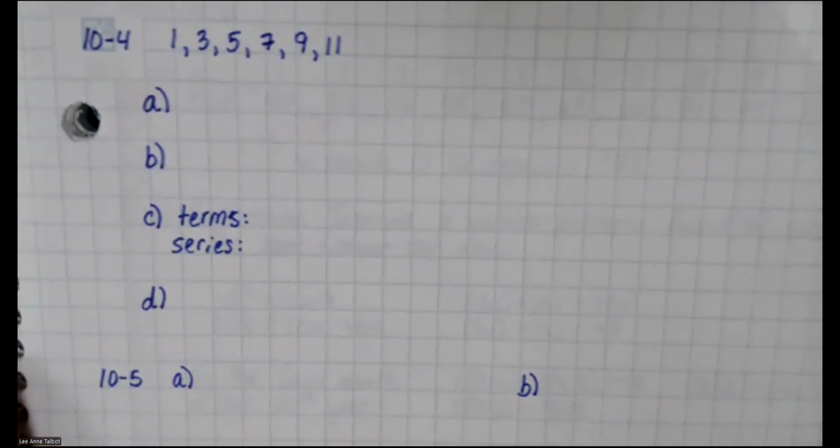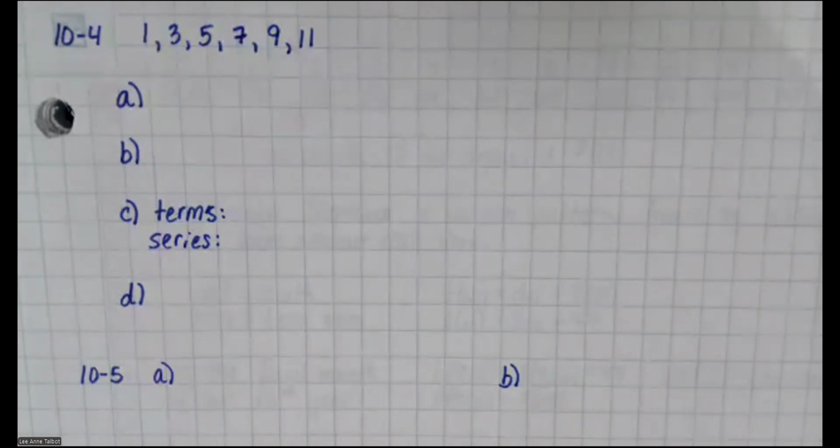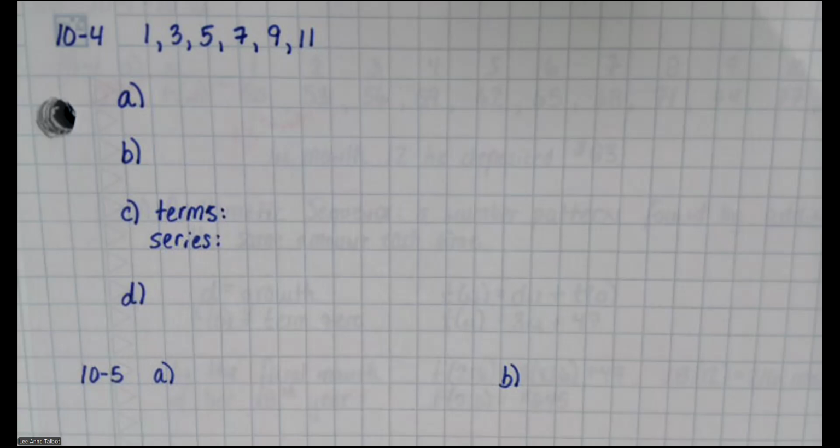Anyway, okay, number 4. We have a lot left, a lot left. 4 and 5 are extremely easy. 6 is a little bit more spicy.